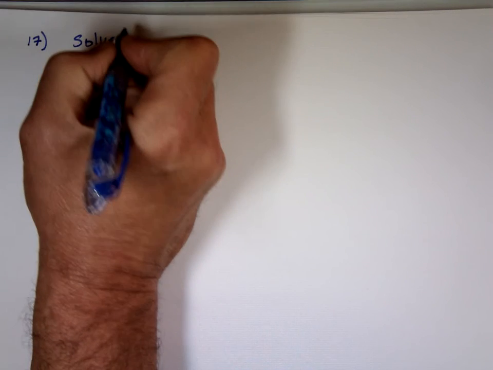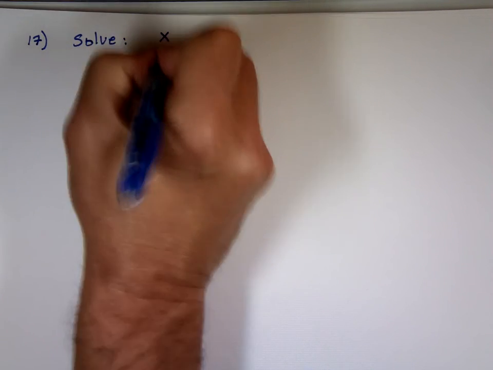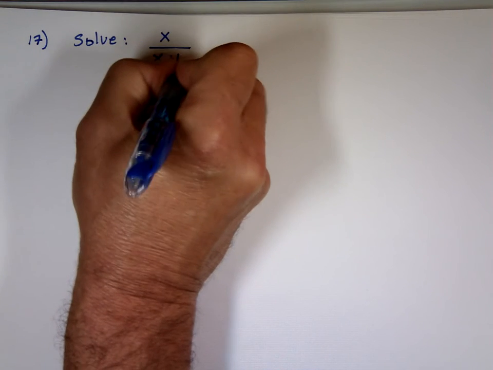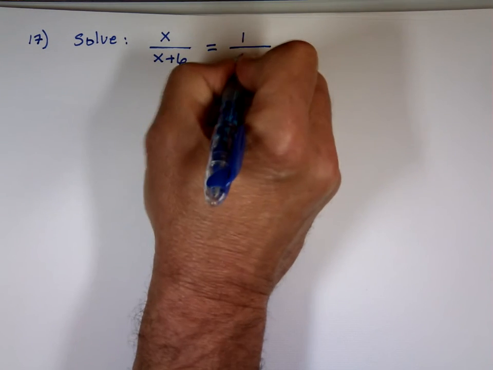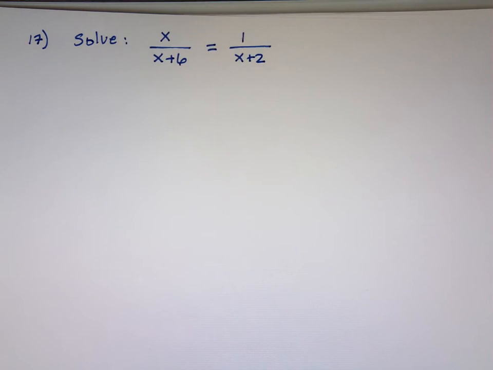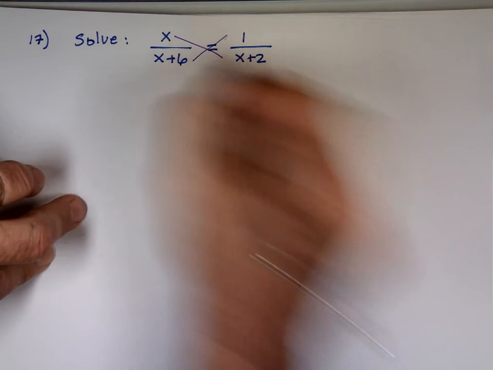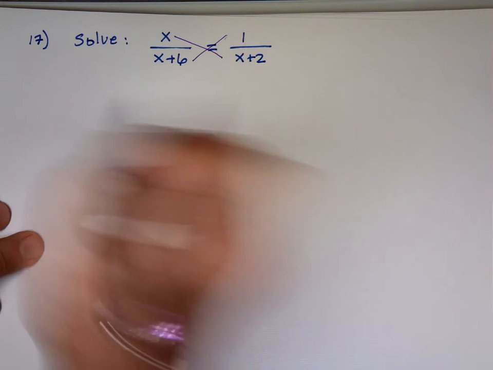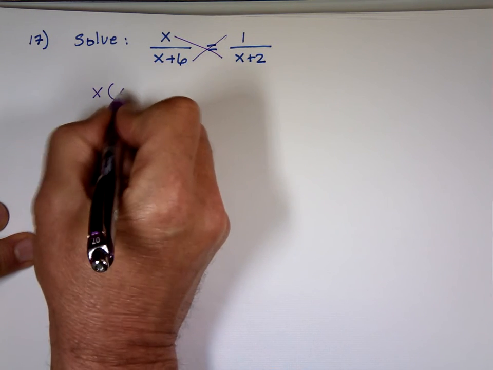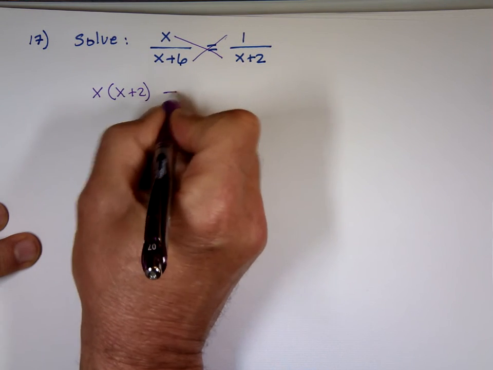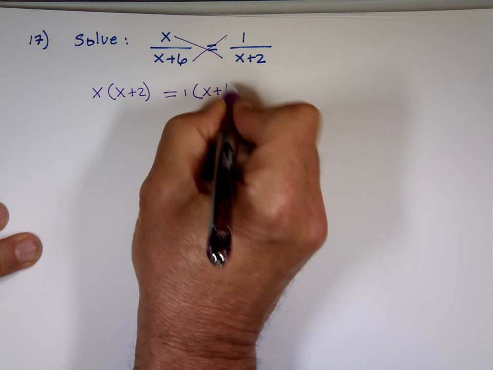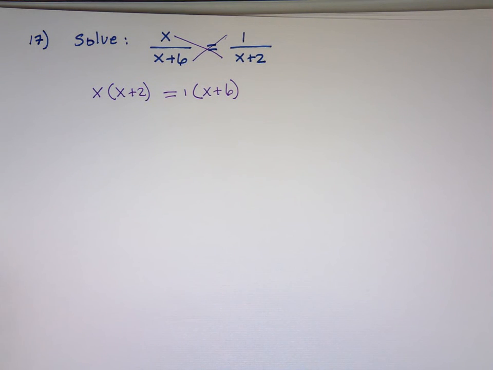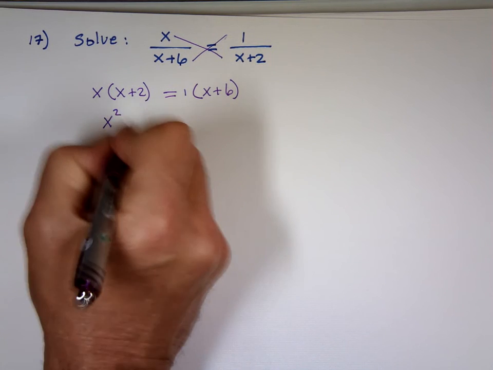X over x plus 6 equals 1 over x plus 2. That's proportion. Proportion, do cross multiply. X times x plus 2 equals 1 times x plus 6. And let's solve this one. X squared plus 2x, x plus 6.